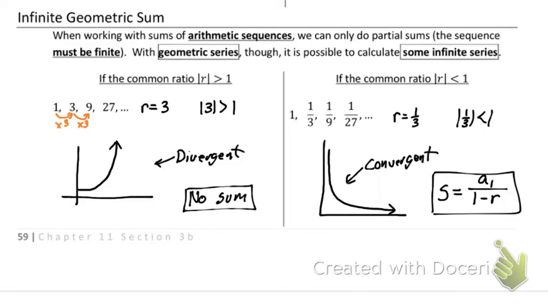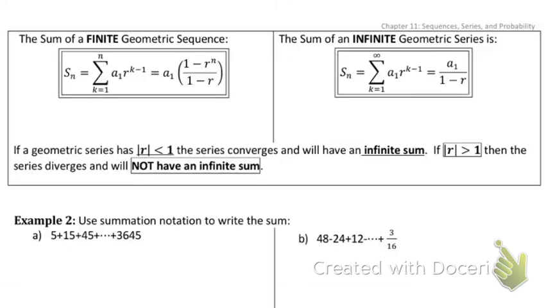If our r value's absolute value is less than 1, we can come up with the sum, and it actually has a nice, nifty little formula. It's actually easier to calculate than the other one. So I actually have both those formulas right up here. If you didn't write those down, we got them right here.